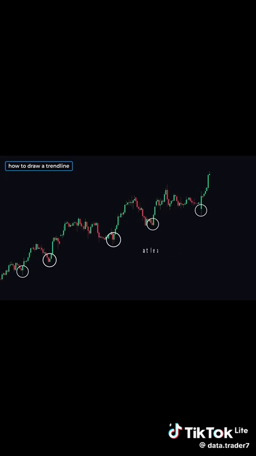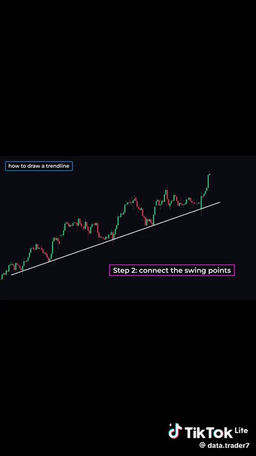Now, there needs to be at least 2 major swing points in order for us to be able to draw a trend line. In this case, we have more than enough. So, once you've identified them, simply draw a straight line connecting them. So that's going to be your trend line.